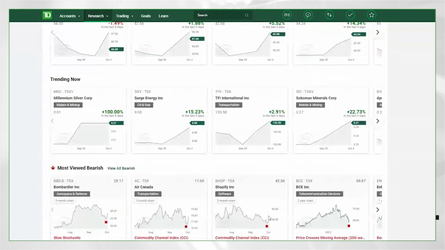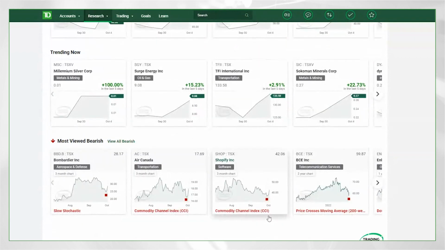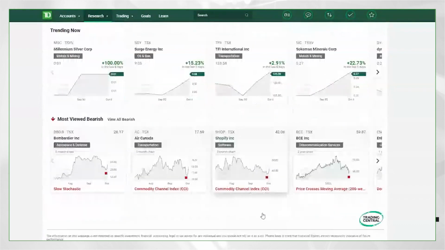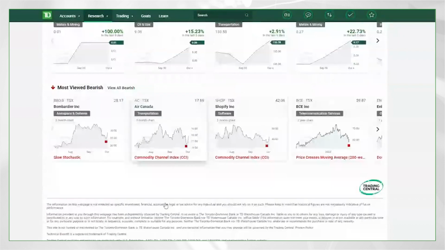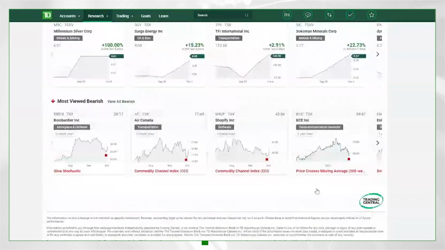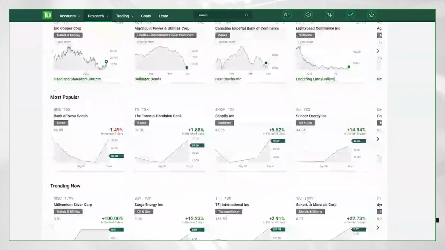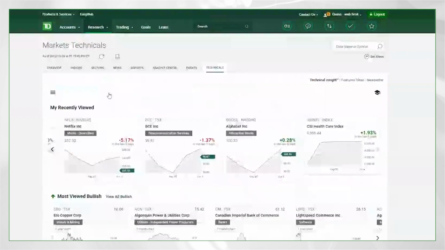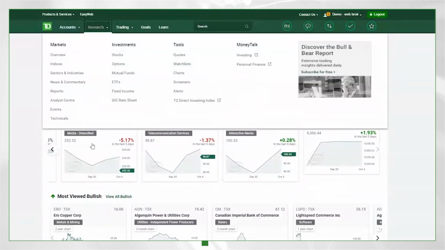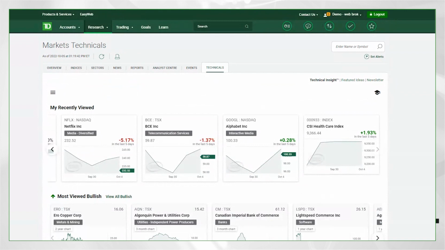We can jump right into trending now. Which stocks are trending, either have lots of price action. You can see some big movers here in this example today that have some bullish events. And you also see most viewed bearish events, depending on your view of the market, right? So we have a lot of data here you can scan through and click on any one you want. But that's the main page. And again, just click on research, technicals, or get a stock quote and click on technicals. That's how you access the platform. Quick and easy to get into the tool.